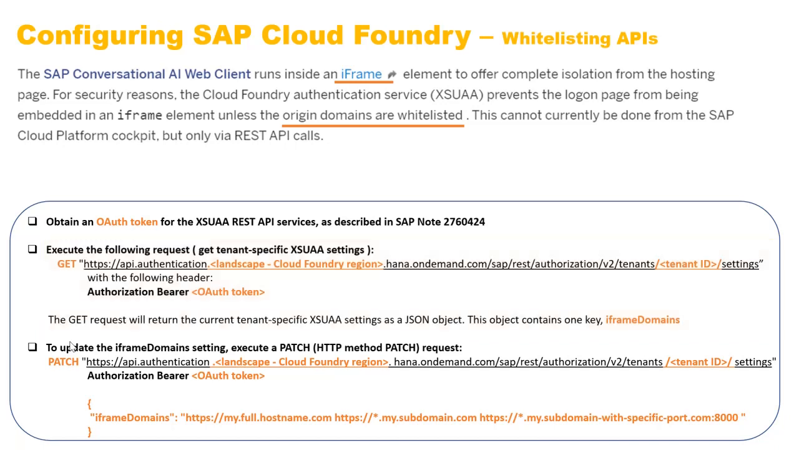So in the next and last step, we are going for one PATCH operation. There we will be using the same OAuth token and the JSON object that we got as part of the iframe domains. And after doing so, we are ensuring the whitelisting of those APIs.